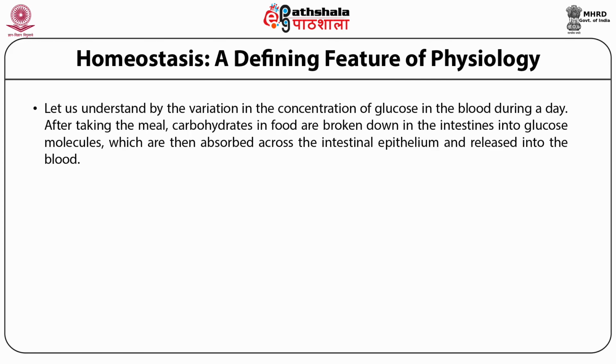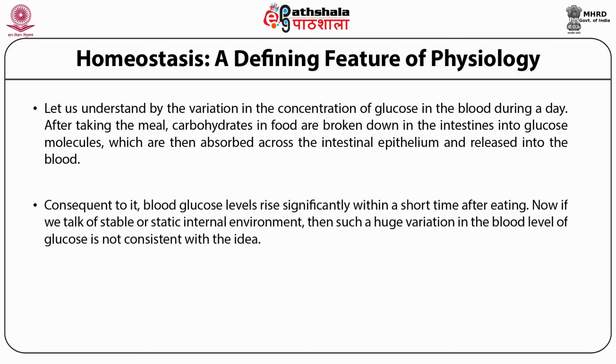Now let's understand the variation in the concentration of glucose in the blood during a day. After taking a meal, carbohydrates in food are broken down in the intestine into glucose molecules, which are then absorbed across the intestinal epithelium and released into the blood. Consequently, blood glucose levels rise significantly within a short time after eating.